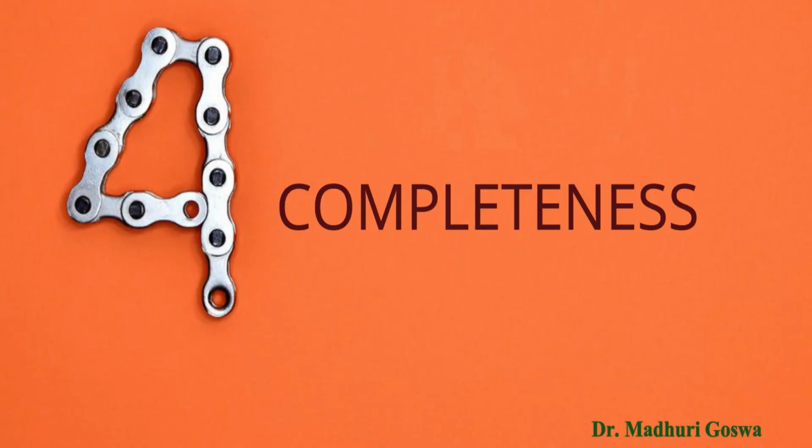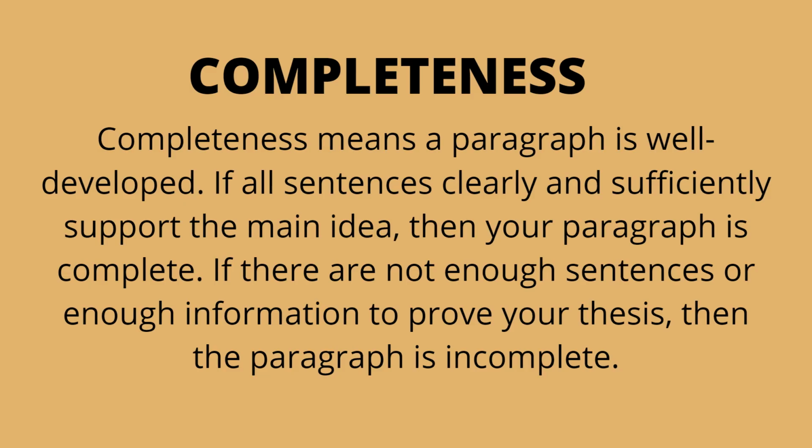The last or final element or characteristic that a paragraph should have is completeness. Completeness means a paragraph is well developed. So if all sentences clearly and sufficiently support the main idea, then your paragraph is complete. If there are not enough sentences or enough information to prove your idea or prove your logic, then the paragraph is incomplete. Usually 3 to 5 supporting sentences in addition to a topic sentence and concluding sentence are needed for a paragraph to be complete.